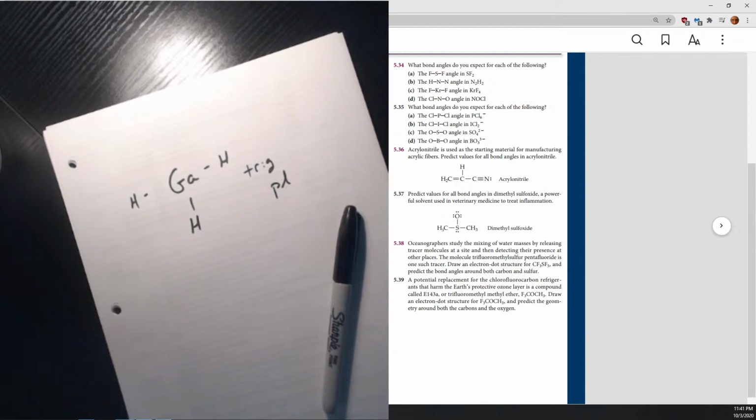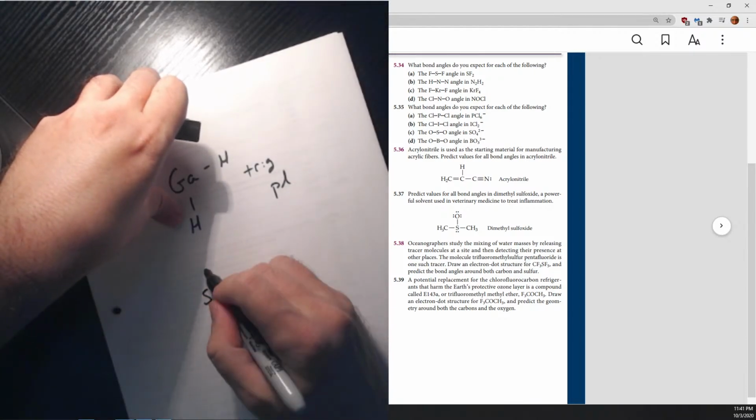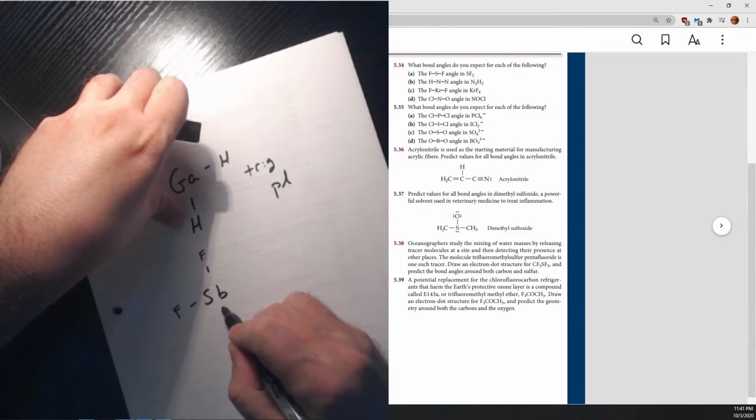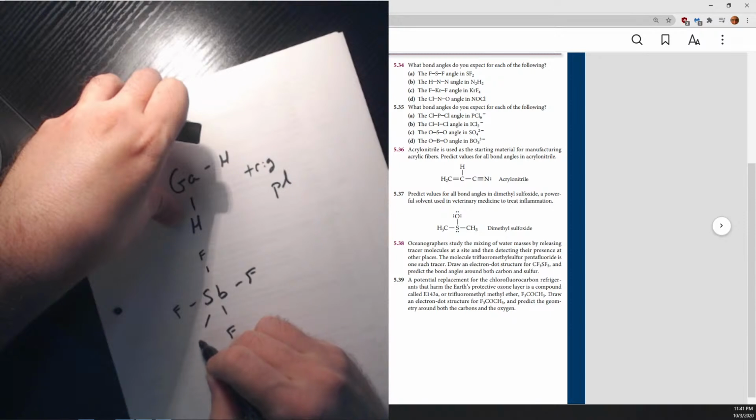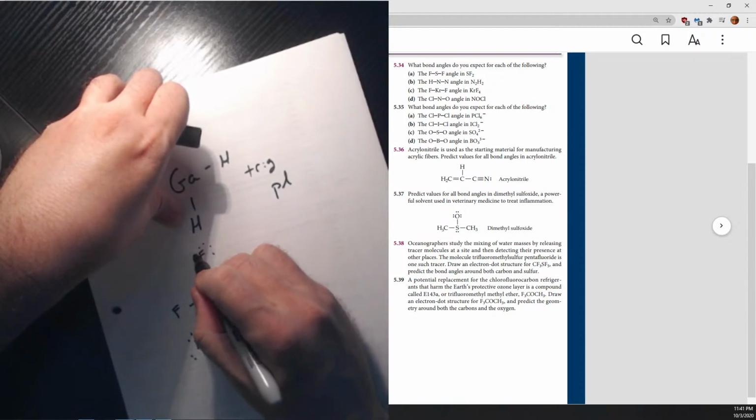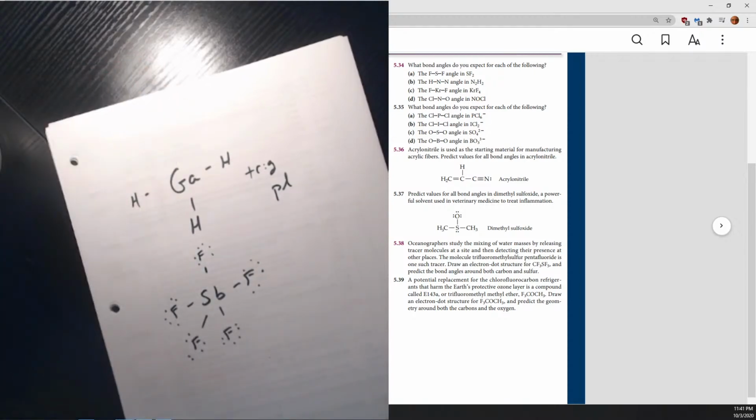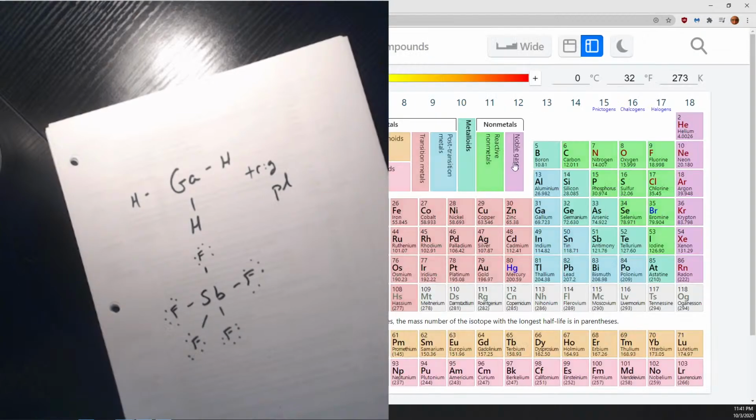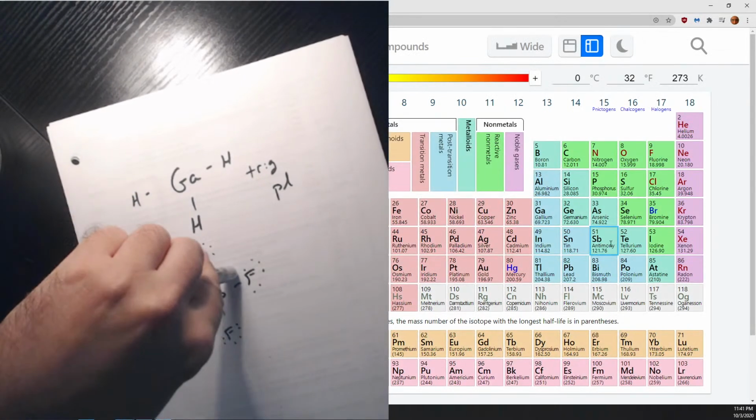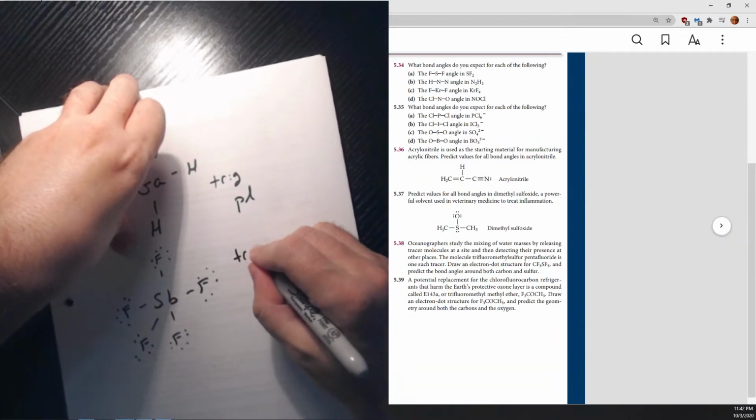30. What shape do you expect for each of the following molecules or ions? Antimony pentafluoride. All right, and let's see. Antimony is in the same group as nitrogen. Yeah, so 5 plus 35 means 40, so this is trigonal bipyramidal.